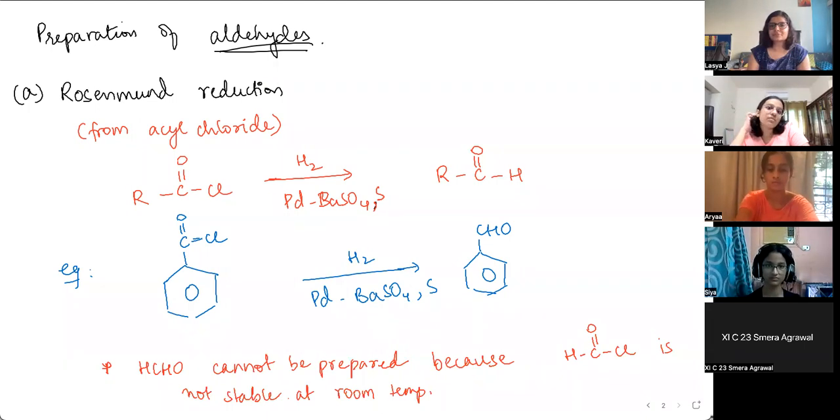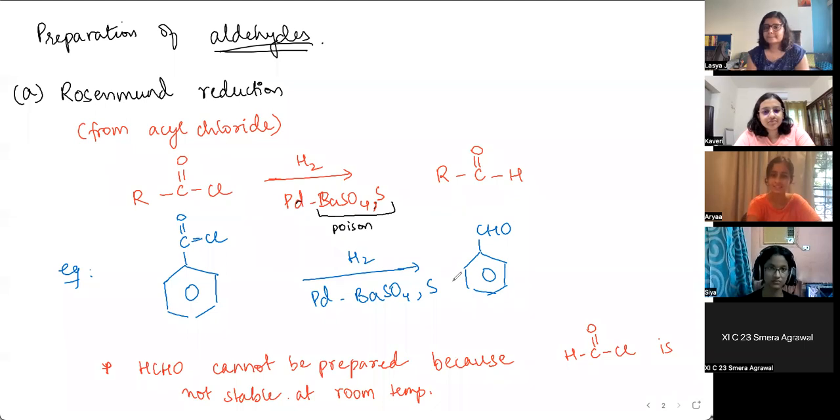So this is Rosenmund reduction. Rosenmund reduction is hydrogenation of acyl chloride. You want to control the hydrogenation, so you add this particular poison to the palladium catalyst. Miss, I don't know if it's only me, but your voice is very muffled. No, it's not only you. Okay.